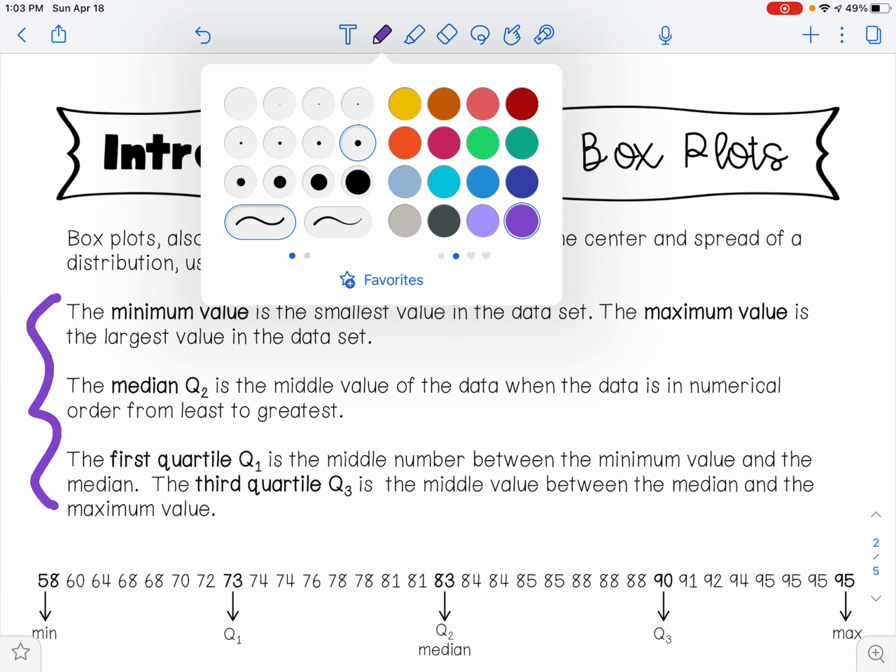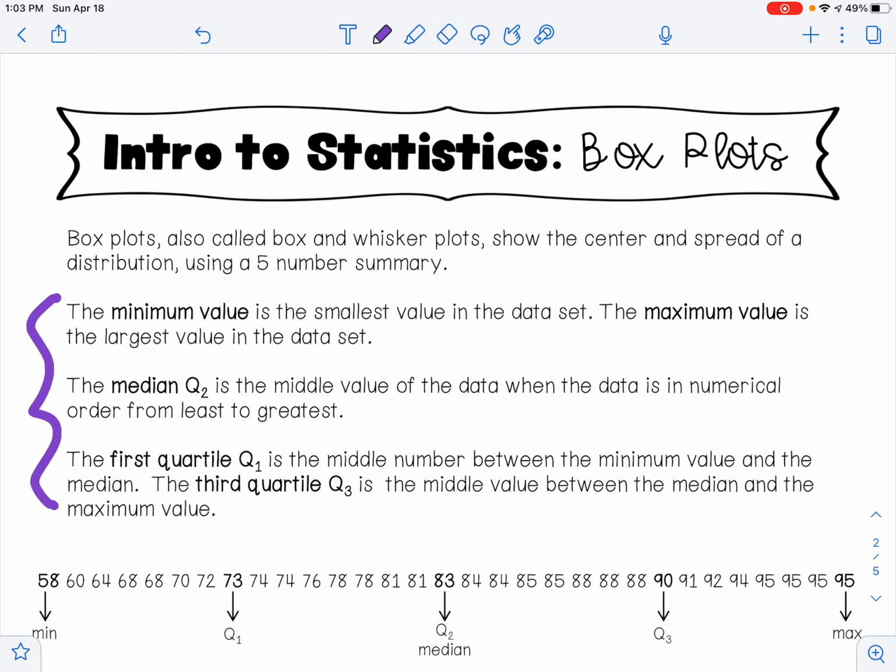So in a 5-number summary, we have the minimum value, which is the smallest value of the data set, the maximum value, which is the largest value of the data set. The median, called Q2, is the middle value of the data when the data is in numerical order from least to greatest. The first quartile, Q1, is the middle number between the minimum value and the median. And the third quartile, Q3, is the middle value between the median and the maximum value.